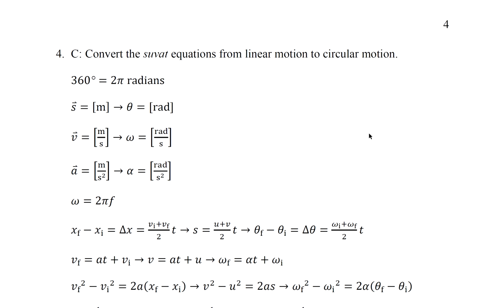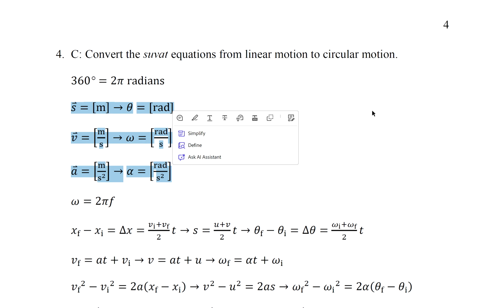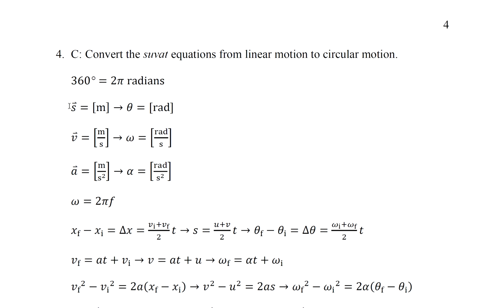Question 4. Convert the SUVAT equations from linear motion to circular motion. First, let's remember 360 degrees is 2 pi radians. Here, these three highlighted, the left-hand side is linear position, velocity, and acceleration. The right-hand side is angular position, velocity, and acceleration.